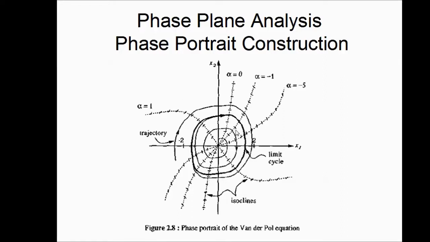So this oscillator has very interesting nonlinear dynamics. It has a limit cycle oscillation. So this dark trajectory here is a closed isolated trajectory, which is a limit cycle. We see the various values of alpha and the corresponding isoclines here. They're marked here.